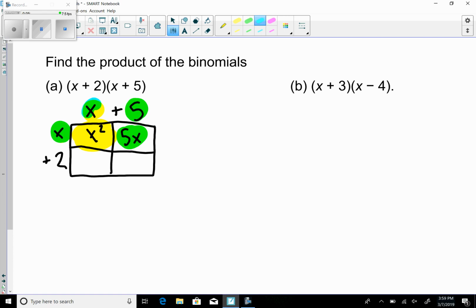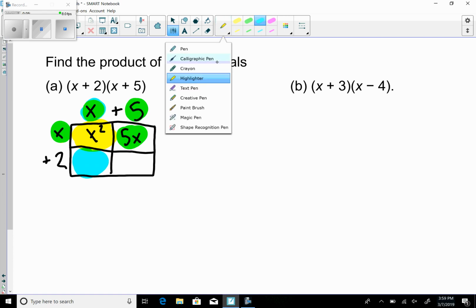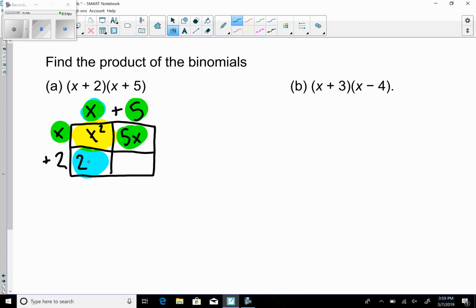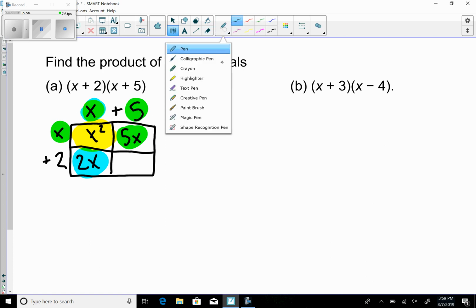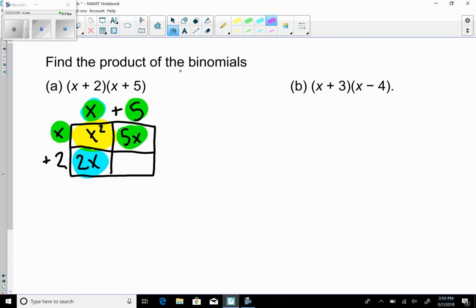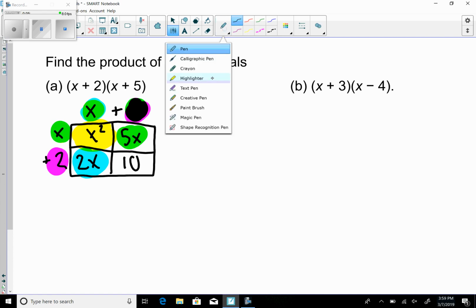Then you're going to go down to this bottom one, and you'll take 2 times x. So that'll give you 2x. And then we'll go ahead and do the last one. So you're going to do 5 times 2. You're just going to take 5 times 2, and that'll give you 10.